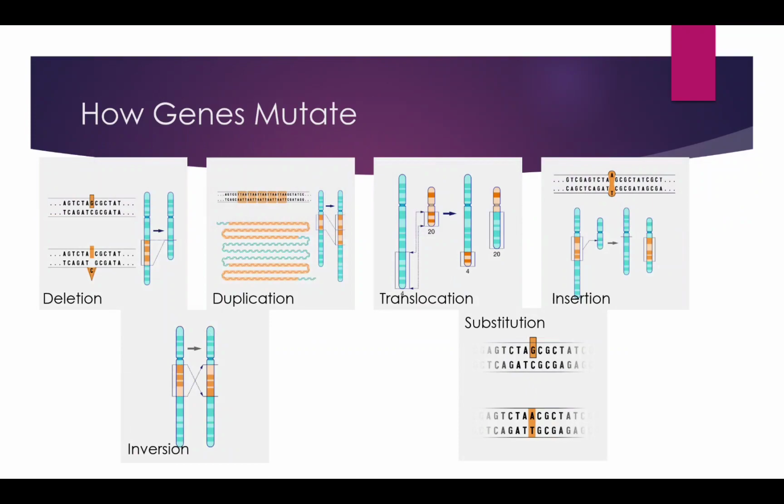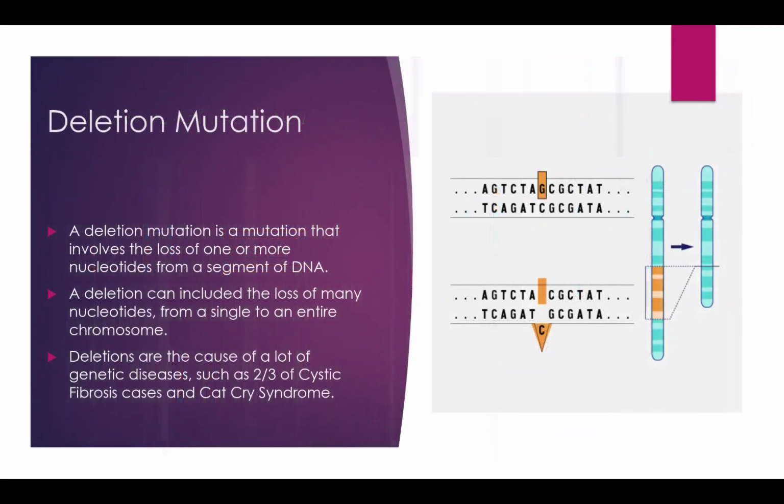There are many ways genes mutate. I chose the 6 basic ways. First, we have deletion. It involves the removal or loss of one or more nucleotides in the DNA sequence. What is a nucleotide? It is the basic building blocks of our RNA and DNA. A deletion can include the loss of a single nucleotide in an entire chromosome.